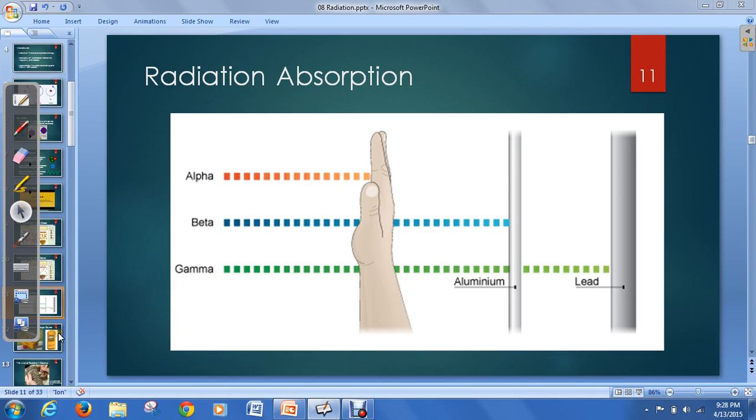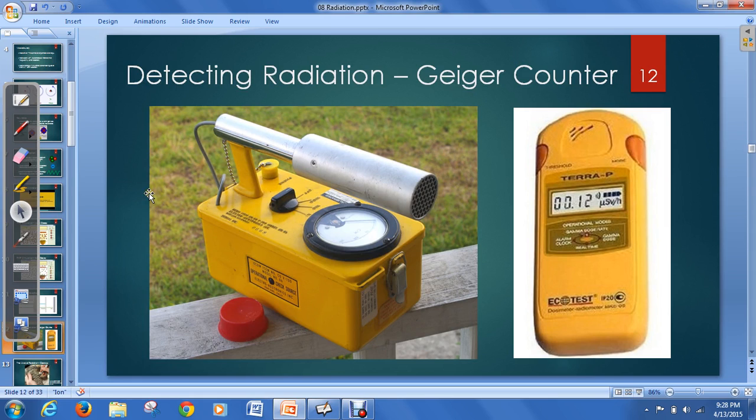Okay. And the last thing we want to talk about for this podcast is detecting radiation. We use a machine that we call a Geiger counter. It's kind of a weird name, but it was invented by a man named Geiger, and it's this box over here with this microphone-looking thing sticking out the top, and it kind of looks like a metal detector, and it works in kind of a similar way.